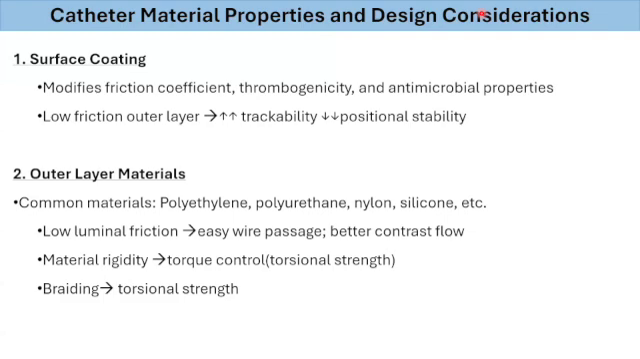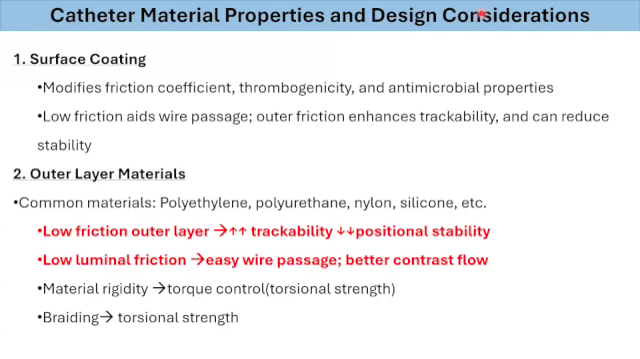Surface coating increases the trackability. We will come to what the trackability of the catheter is. So, the outer friction layer: if there is low friction, the catheter tracks to the side branches or the curves. That is known as the trackability. But when you push the catheter, it would be difficult to push. That means it decreases the pushability of the catheter.